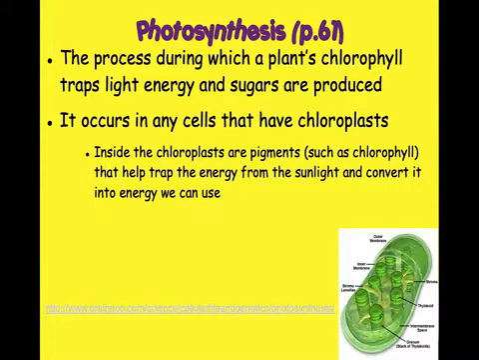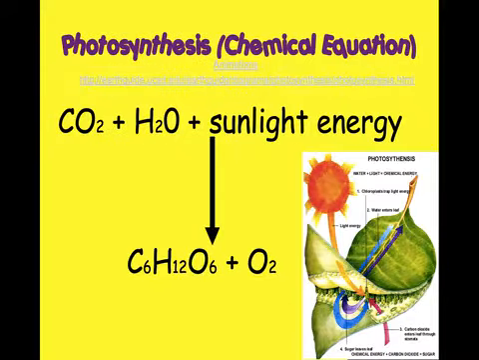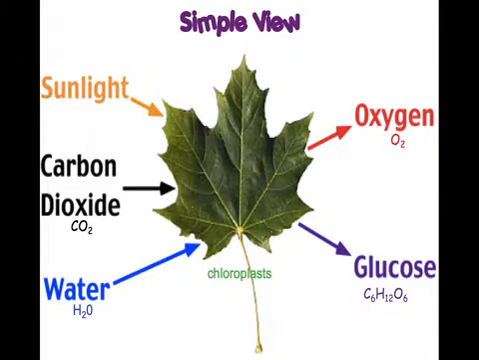So what is photosynthesis? Photosynthesis is when a plant cell, which has chloroplast, takes sunlight energy and creates glucose. The chemical equation is carbon dioxide going in, water going in, sunlight energy going in, and glucose and oxygen coming out. And this happens in the chloroplast. So this should all be in your notes.